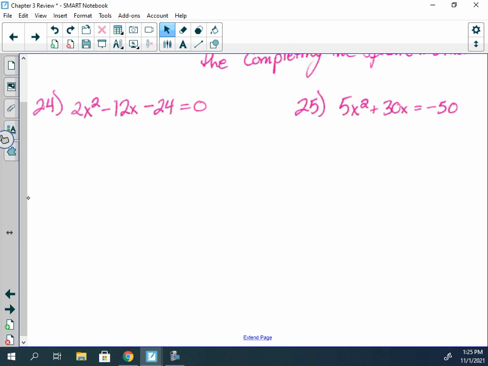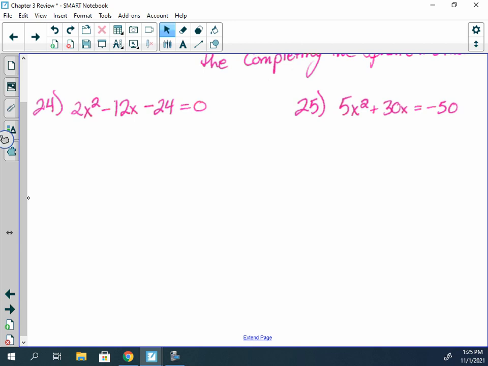Now, when we look at this here, we have 5x squared plus 30x is equal to negative 50. Well, the second step in completing the square is to get the variables on one side and the constant terms on the other. Well, is it already set up like that? Well, yeah, the two variables x squared and x are on one side, the constant term is on the other. So we're not going to move the 50 anywhere because that's where it's going to end up being anyways.